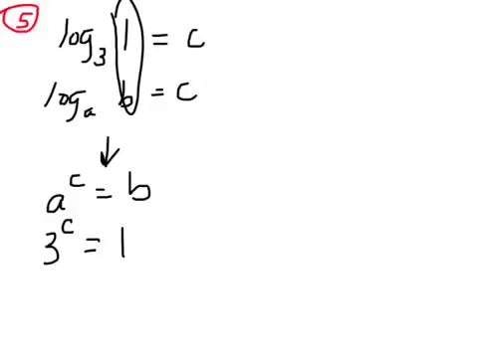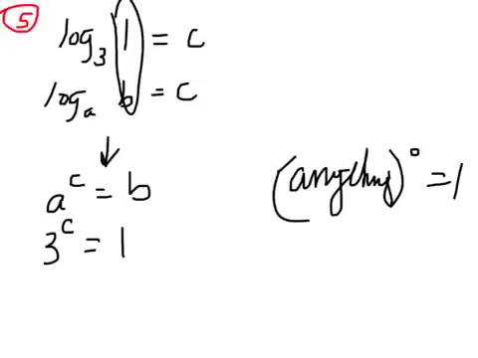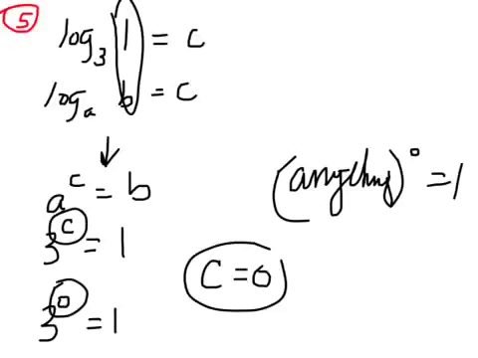The A was a 3, the C is the missing exponent, and the B here is 1. 3 to what power is 1? Well, I don't know if you remember this, but anything at all to the 0 power is equal to 1. So what is this missing exponent? It is a 0 because 3 to the 0 power is 1. Therefore, my answer is 0. The missing exponent is 0.